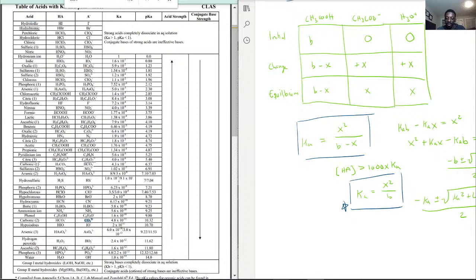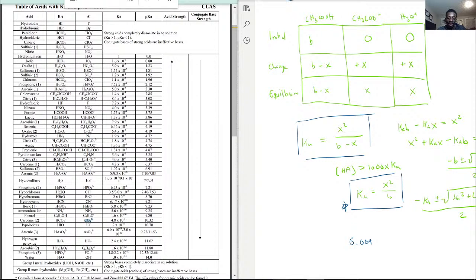We'll see here that B is what we use, so x squared equals Ka times 5. So 1.76 times 10 to the negative 5, times 5, right? Then we square root that. And we end up getting a whopping 0.009. This is what I mean: out of the 5 moles per liter of acetic acid, only 0.009 was produced of H3O and its conjugate base.